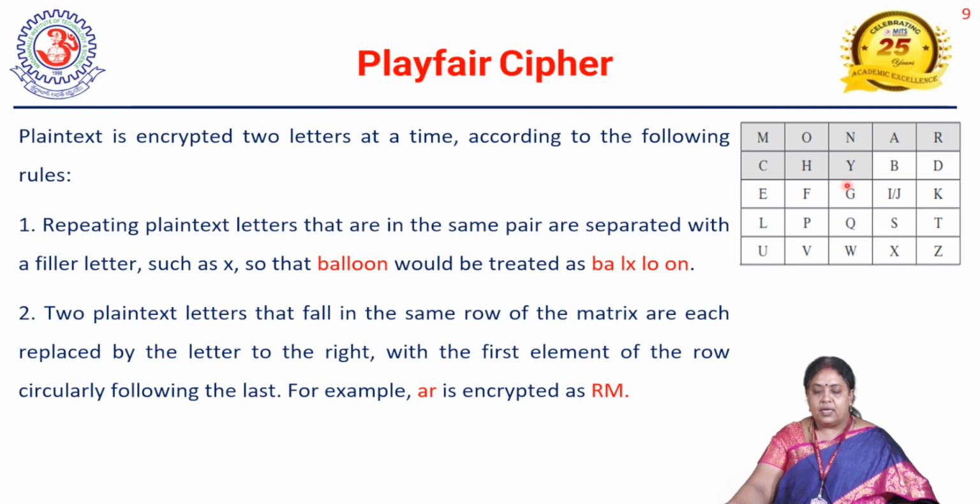Is it clear? So I take one more example. Suppose the pair of letters are HB. You have to encrypt HB. So in place of H, you are going to substitute Y. In place of B, you are going to substitute D. That is the rule. If the letters lie in the same row, then you have to take the right letter. If two plain text letters that fall in the same row of the matrix are each replaced by the letter to the right, with the first element of the row circularly following the last. That is the rule.